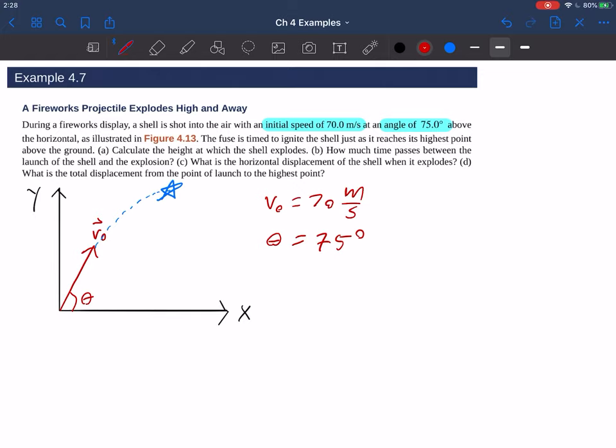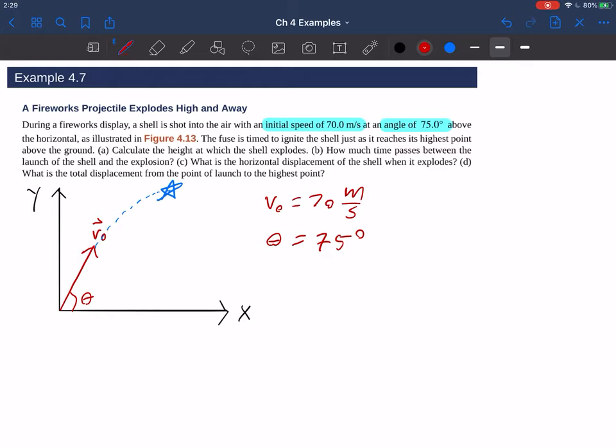Before I write down any other knowns, I'm actually going to do one additional step here, and this is something we should always do. Whenever we're doing a two-dimensional or three-dimensional problem, we generally want to break any vector down into components. Instead of this complicated problem where something is moving both in x and in y, we can split it up into a problem of motion in the x direction and a separate problem of motion in the y direction. In order to do that, I need to figure out the x component of my initial velocity and the y component of my initial velocity.